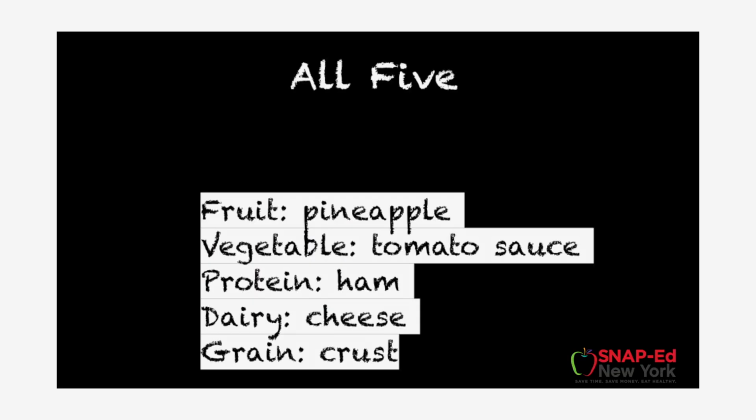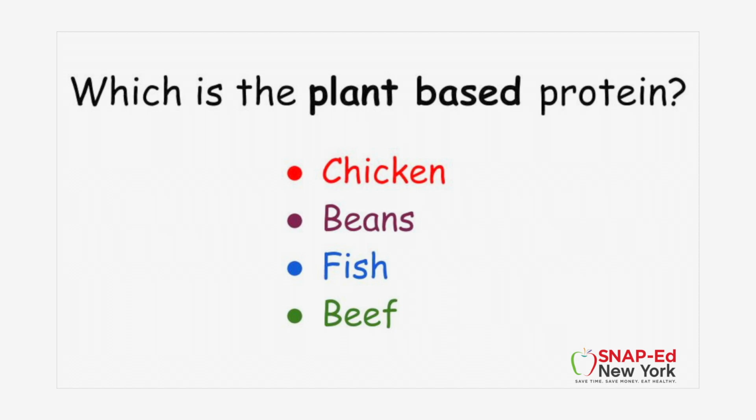Wow, you did not let that one trick you at all. It has all 5 food groups. Fruit from the pineapple, vegetable from the tomato sauce, the ham is the protein, the cheese is the dairy, and grain is the crust. Okay, next question.